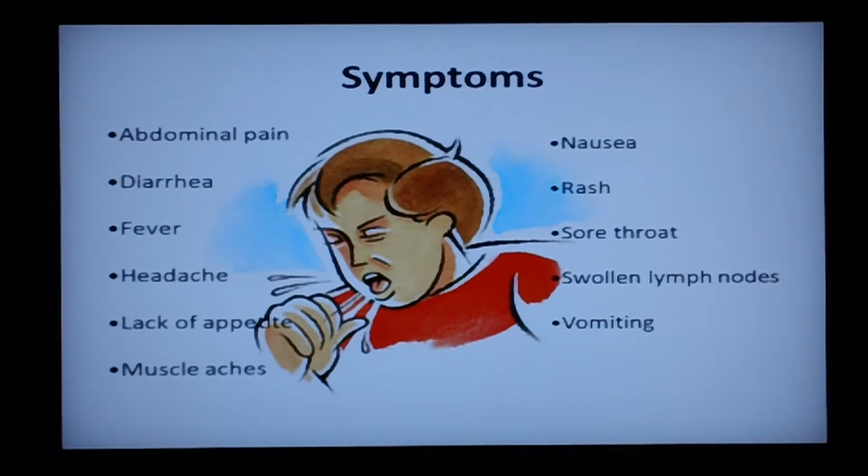An infected person may display symptoms such as abdominal pain, diarrhea, fever, headache, lack of appetite, muscle aches, nausea, rashes, sore throats, swollen lymph nodes, and vomiting.